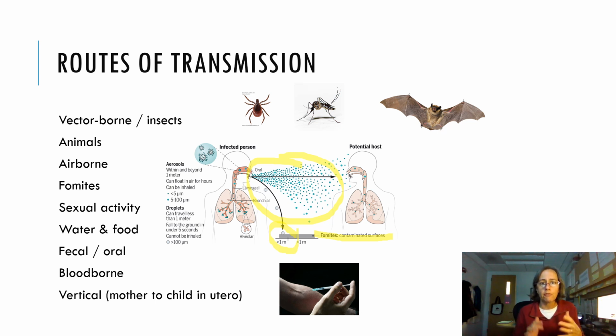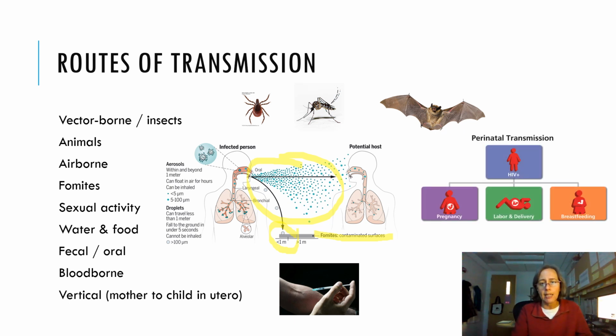Finally, there's what's called vertical transmission, which is from the pregnant person to the fetus. So a woman who is infected with HIV, if she gets pregnant, she can pass the virus to her fetus in utero before it's even born. She can also end up passing it to the baby during labor and delivery and even during breastfeeding. So this kind of vertical transmission from parent to child can also occur.